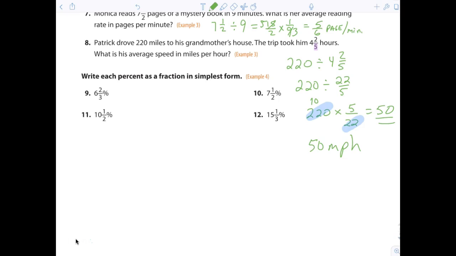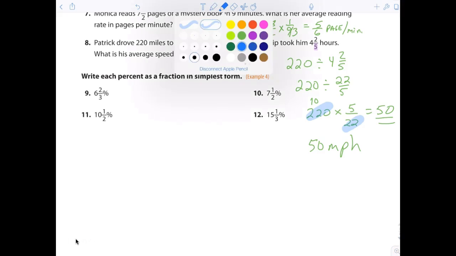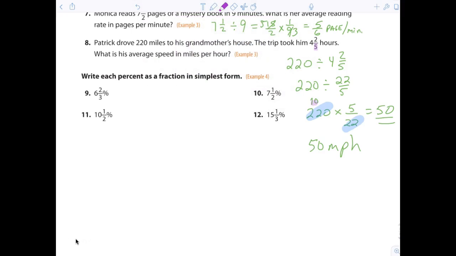What about the 10? Yeah, we did. Right there, buddy. And then 10 times 5, 50. I said, what's 220 divided by 22? And you said what? That's where it went. There you go. So we're at 50 miles per hour.